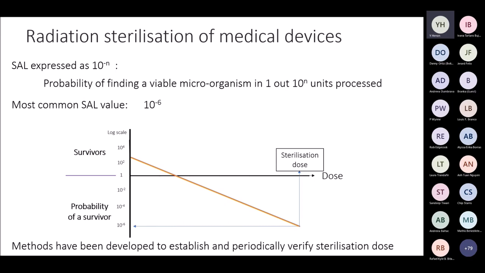So here you have the curve giving, in a log scale, the destruction of the organisms that are present on the medical device. As you increase the dose, you increase the probability of not finding one on a given number of instruments. So methods have been developed from the 90s and now well known and widely used to establish the dose and periodically check that this dose is still good for the sterility assurance level that is designed.